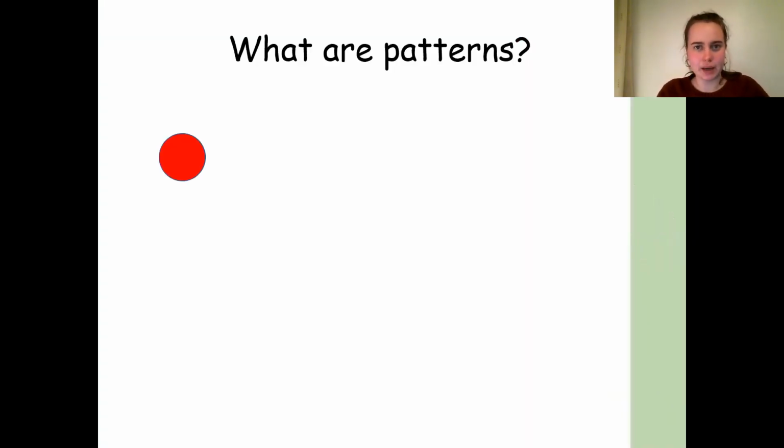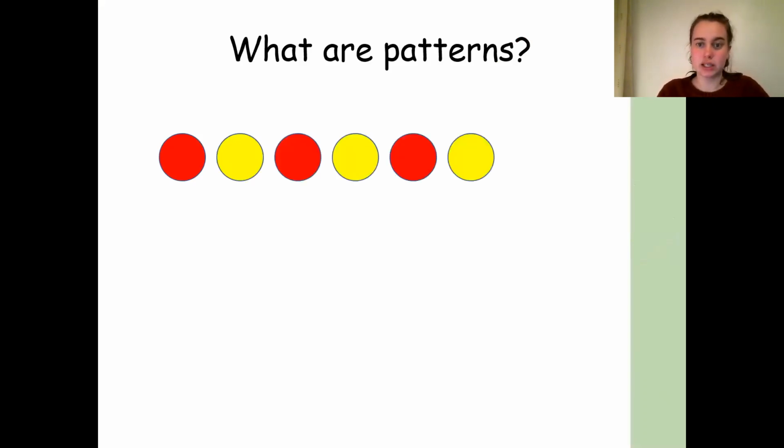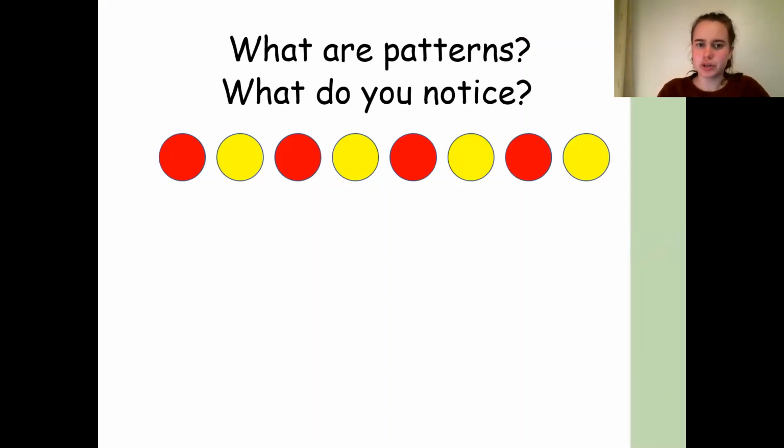We've got a red counter, yellow, red, yellow, red, yellow, red, yellow. What do you notice about this? We've got one red and then one yellow and then another red and another yellow. We've not got any of the same colours next to each other. It's taking turns at changing the colour.